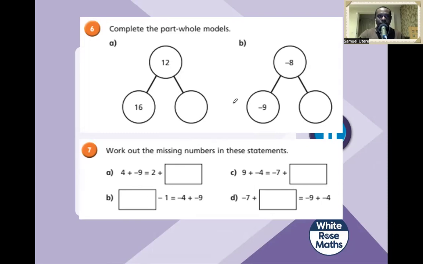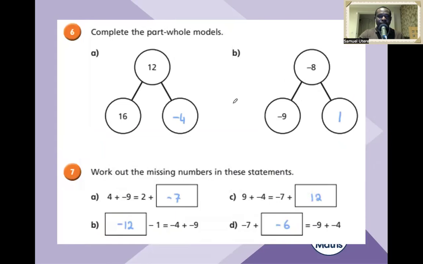Assuming you've paused the video and you've answered questions 6 and 7, here are the answers. Let's discuss them. So you were asked to complete the part whole model. We have 12 here. Remember, for a part whole model, whatever you add at the bottom should result in what you get at the top. So we have 16, but here, what do we have to add to 16 to get 12? It has to be a subtracting 4 operation. So you need to subtract 4 to get 12.